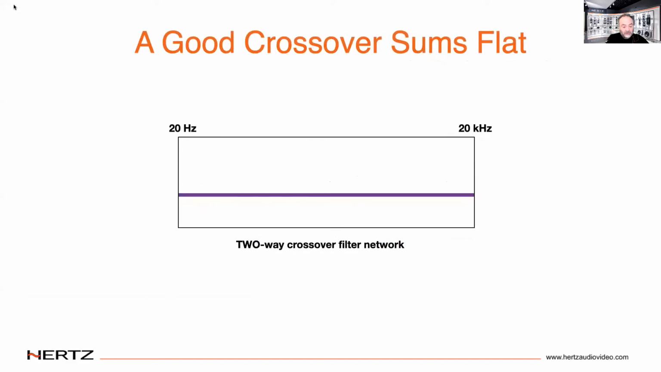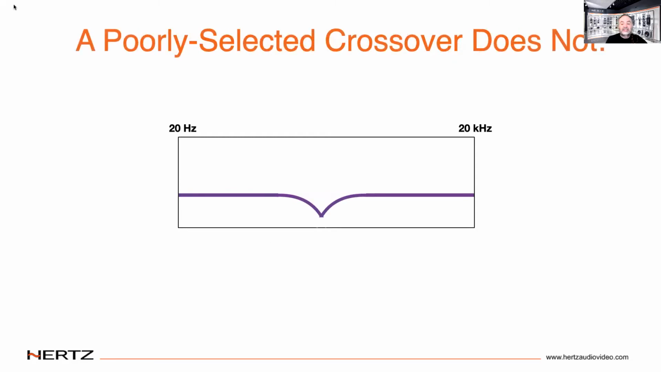Now, a good crossover will sum flat. It means that the sounds will add together so that you can't tell which speaker is playing which note. It'll be a nice, smooth response. But if you select crossovers incorrectly or you implement them incorrectly, you will get a cancellation at the transition band. So when a speaker system designer is setting up a speaker system, they use the crossover filters, and then they also might use EQ, and they'll definitely use level controls to make the overall speaker system sound good.